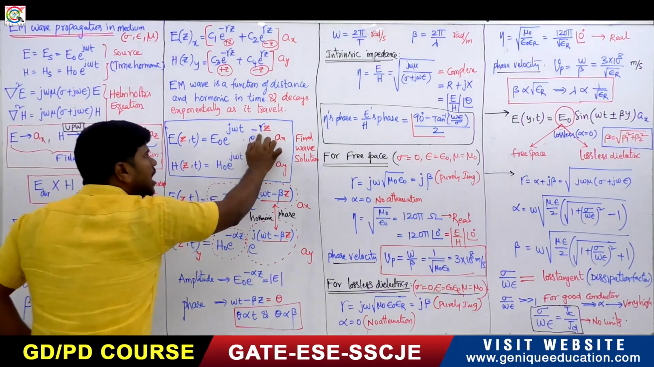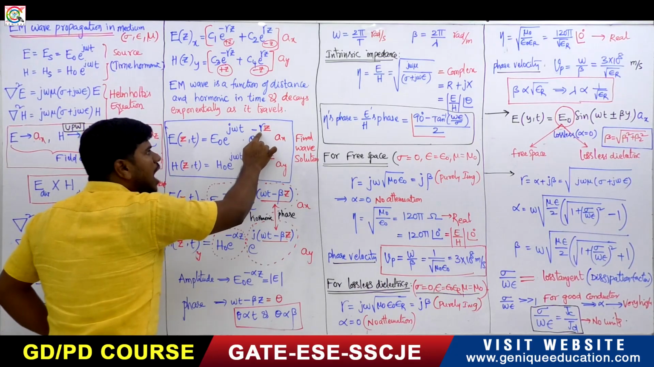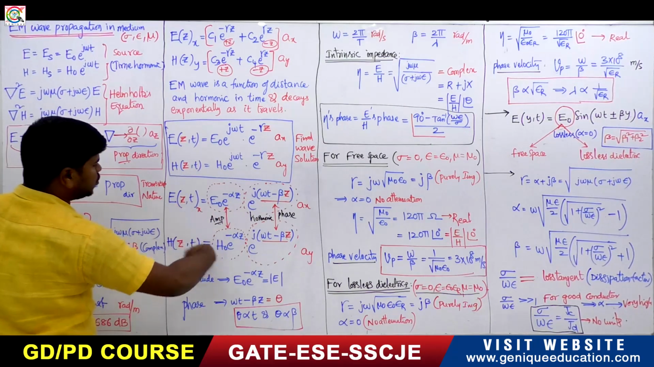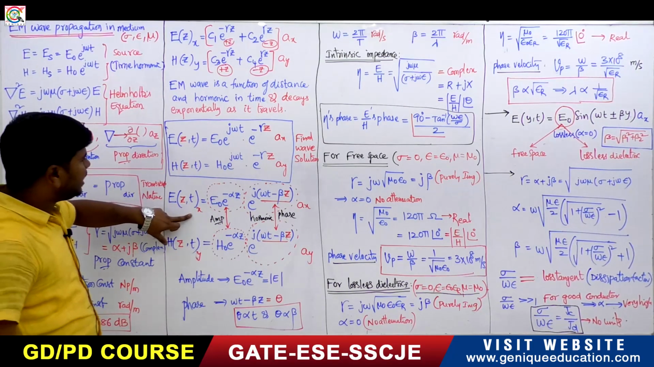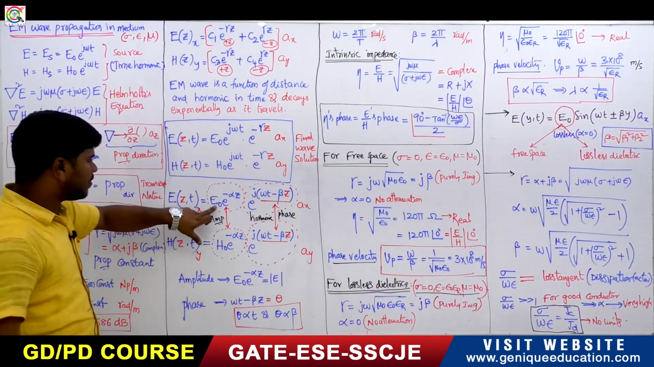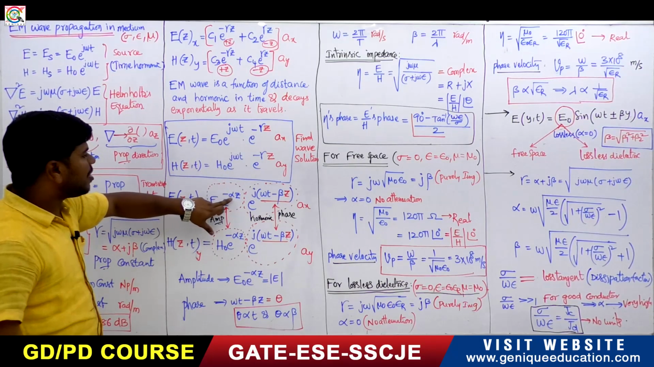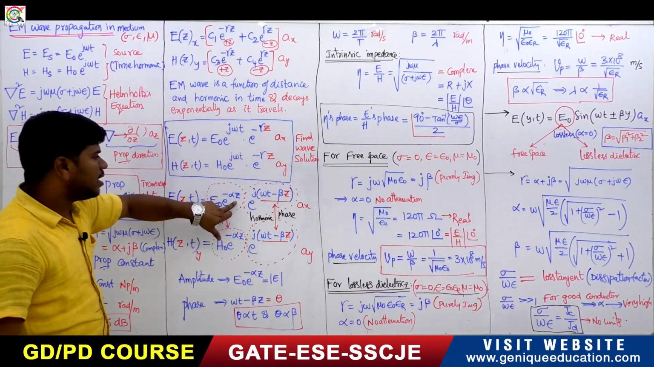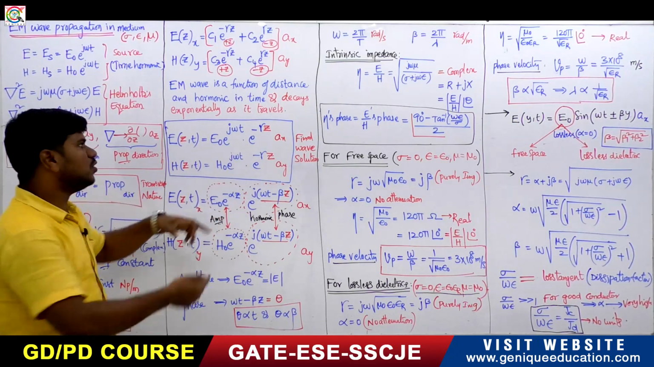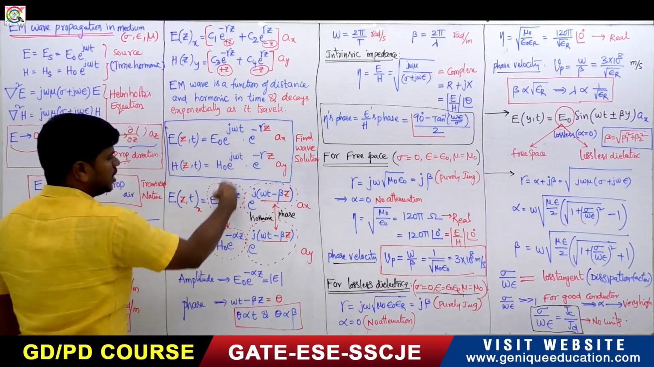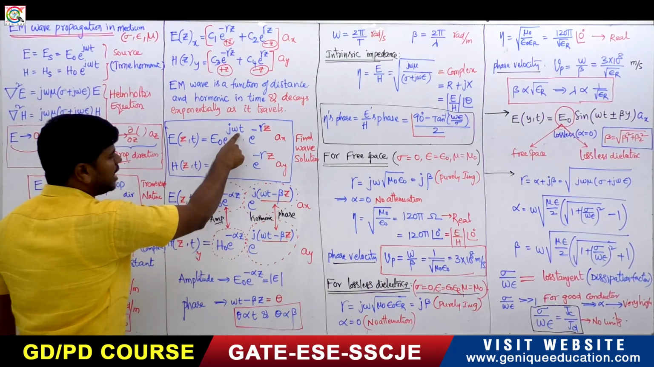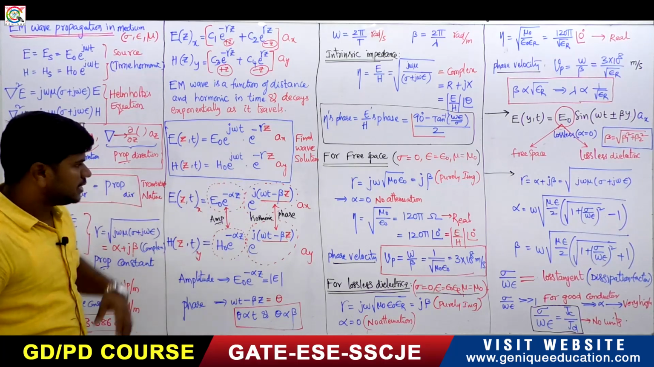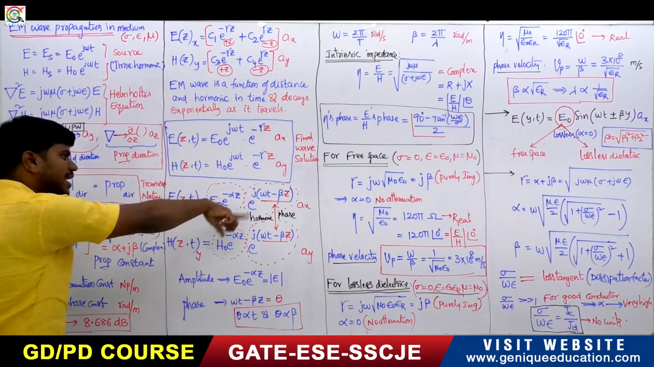And if you put gamma equals alpha plus j beta, we will get these two equations. So E of z comma t directed in x is equal to E naught into e power minus alpha z. I am writing minus of alpha plus j beta. Okay, alpha is a real value. So if I rewrite this equation, e power j omega t minus beta z, right? So this is the rearranged equation.